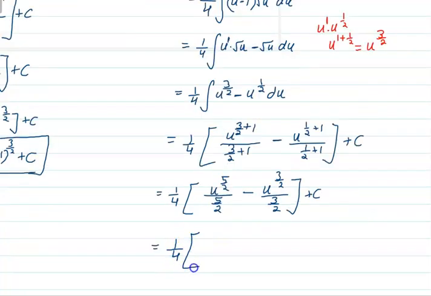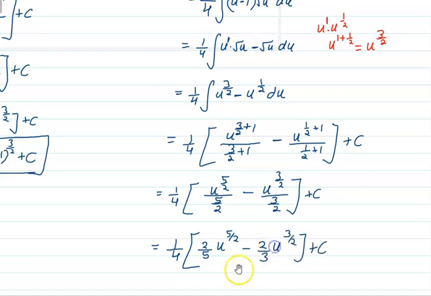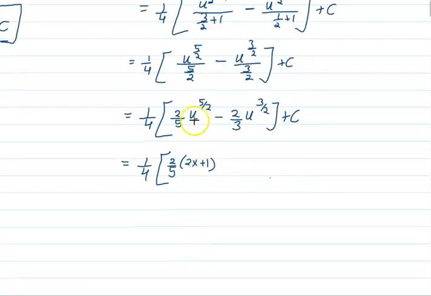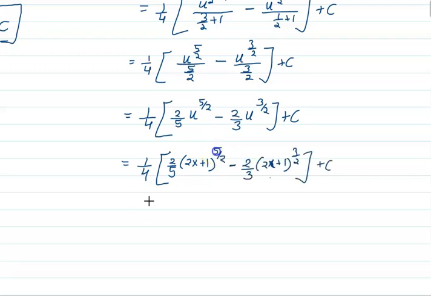We keep on simplifying it further. Denominators get flipped as 2 over 5 times u raised to 5 over 2 minus 2/3 times u raised to 3/2. And at last, don't forget to plug back u, because the final answer should be in terms of x. u was 2x plus 1, so we plug back u as 2x plus 1. This is the answer for this integration problem.